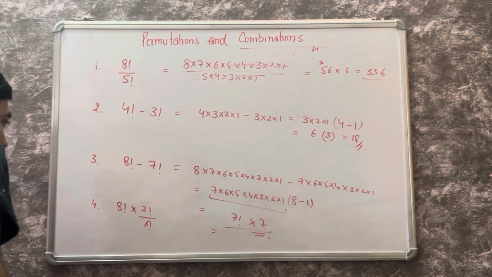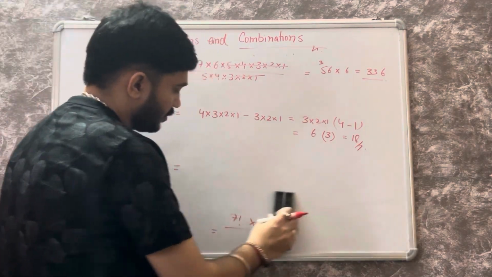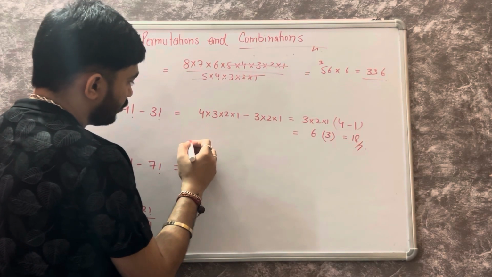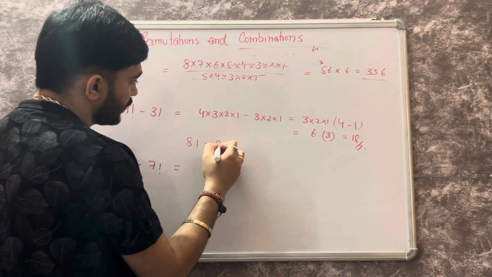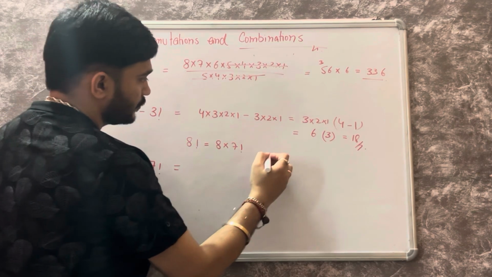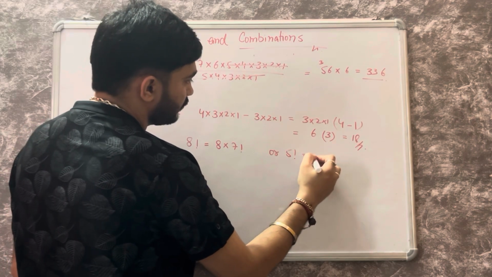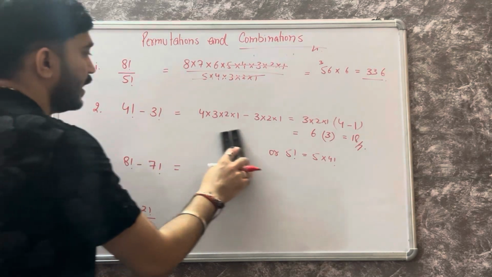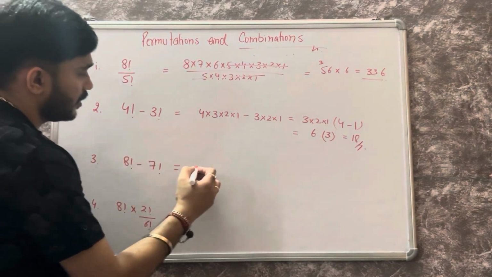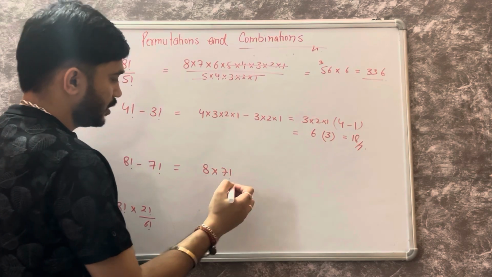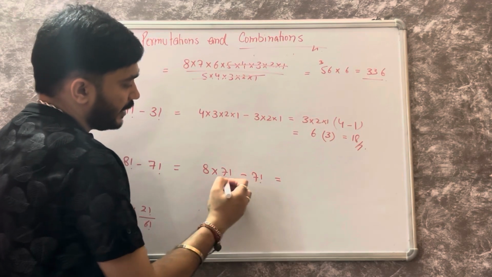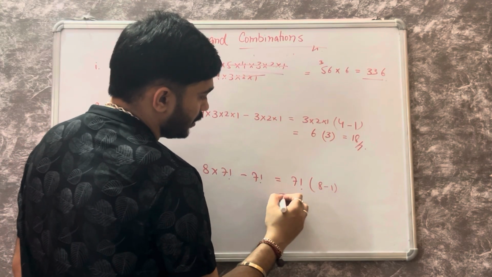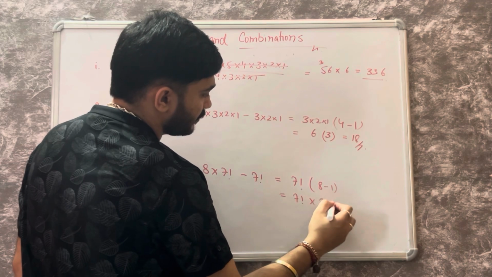Now there is also a simple way of doing this. And what's that way? Look here, you can write any factorial, that is 8 factorial, as 8 multiplied by 7 factorial, or 5 factorial as 5 multiplied by 4 factorial. Yes or no? Yes. So write it as 8 multiplied by 7 factorial minus 7 factorial. You can take 7 factorial common here. So you will be left with 7 factorial times (8 minus 1), and the answer will be 7 factorial multiplied by 7.